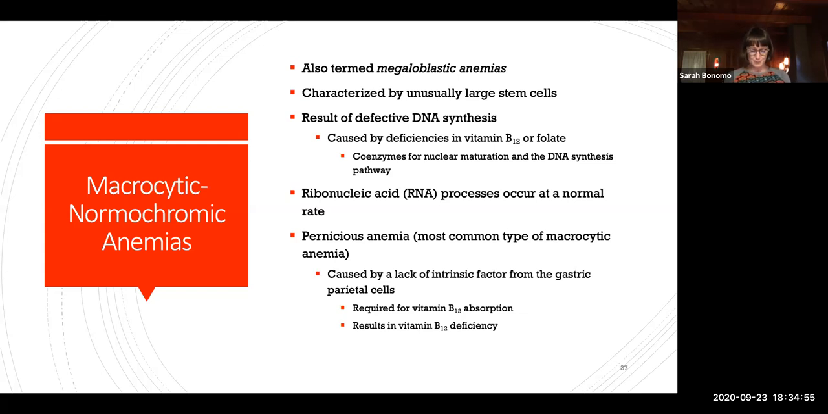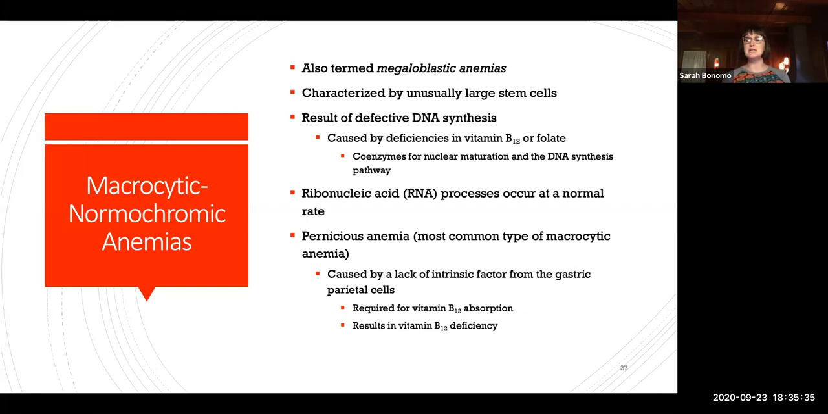What happens though, that's a problem, is that they're defective erythrocytes, and it impairs the ability of the cell to correctly do DNA synthesis. And it's caused by vitamin B12 or folate deficiencies. So it's vitamin B12 and folate or folic acid are essential components for a mature nucleus in a cell and also for DNA synthesis to occur. So without vitamin B12 or sufficient amounts of it or folic acid, then you run into a problem with one of these types of anemias.